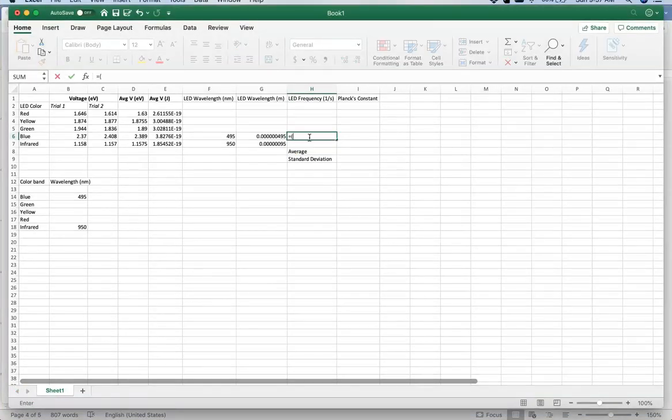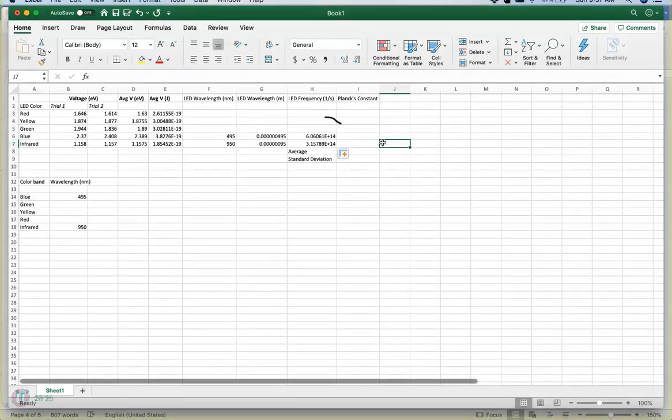I have to type in the speed of light, so 3.00 times 10 raised to the 8th divided by my wavelength in meters. There we go. It's hard to get an intuitive sense right now if you've done this correctly, because if we take a look how big that number is, you're talking about 10 to the power of 14, which is huge.